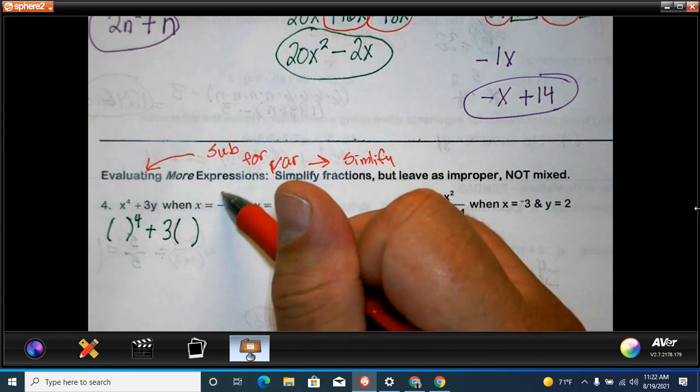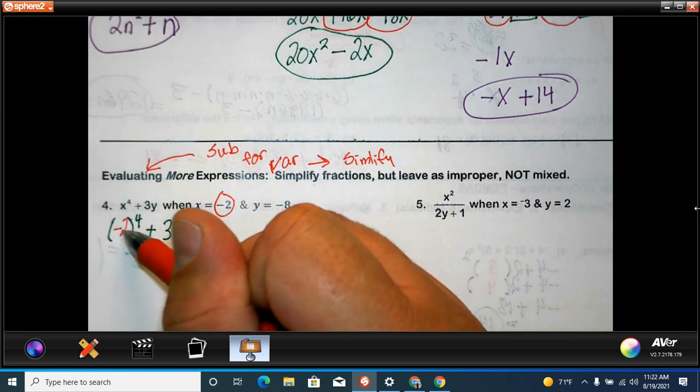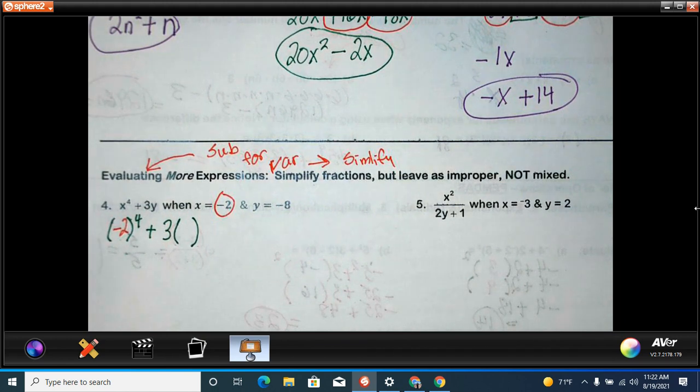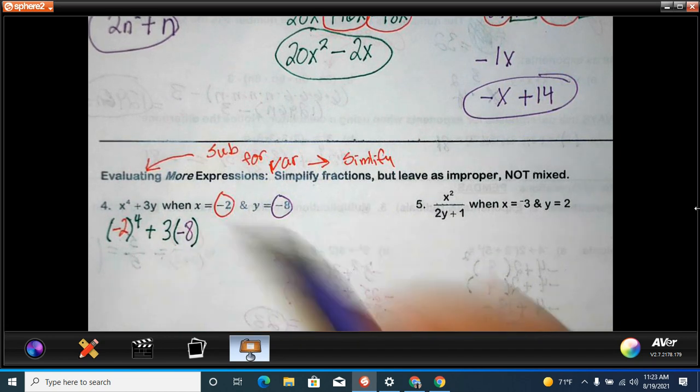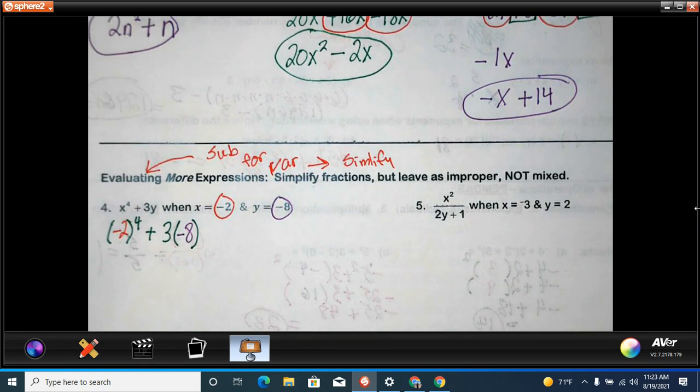My x is negative 2. Substitute in negative 2 for the x. My y is negative 8. So I'm going to substitute in negative 8 for my y. Now, if it doesn't tell you can't use a calculator, use a calculator. Because I put those parentheses in there, and if I type this in exactly in your calculator and the direction says I can use one, use your calculator. If it says no calculator allowed or do it without a calculator, then you're just going to have to do it in your heads.